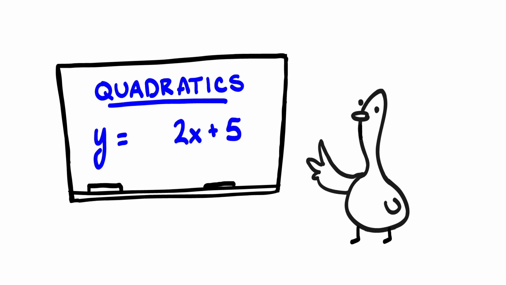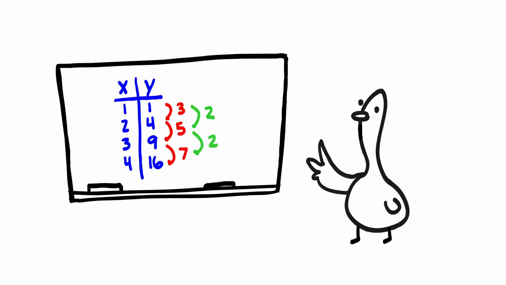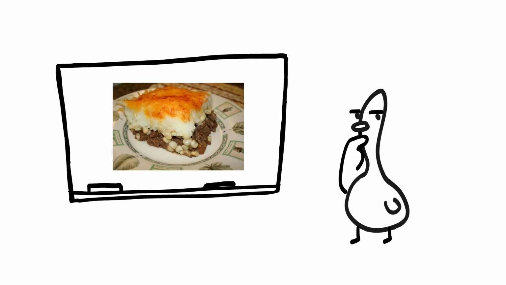So, quadratic equations can be identified by a variable to the power of 2. Quadratic graphs make a U-shaped parabola and cross the x-axis twice. Quadratic tables have 2 layers of change, kind of like a lazy casserole.